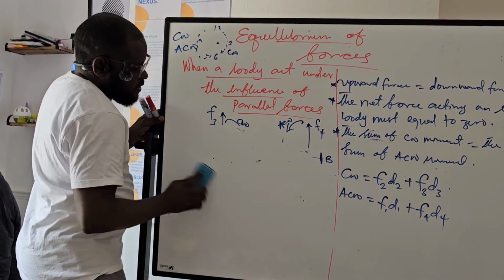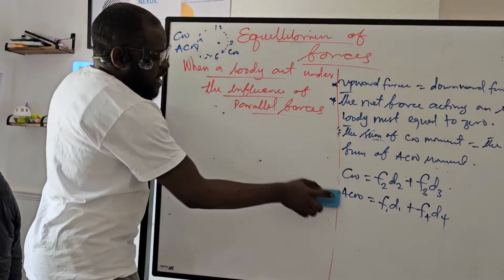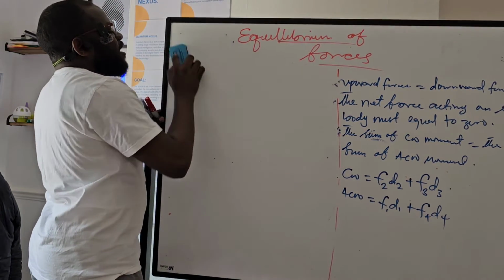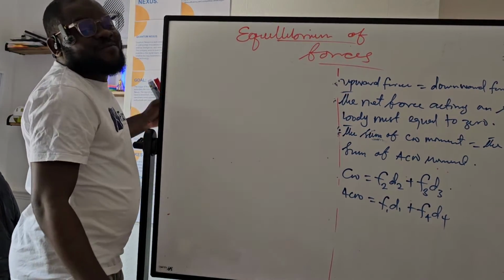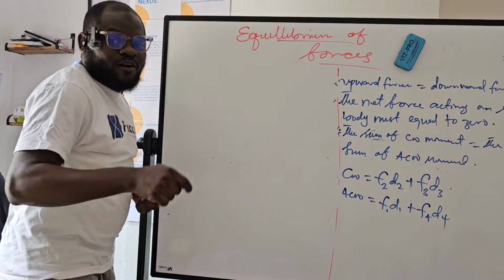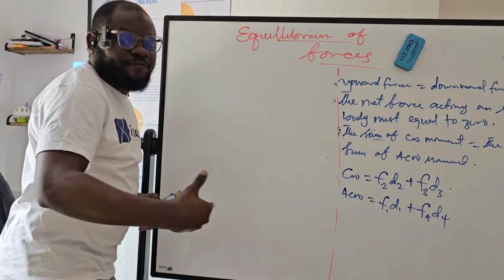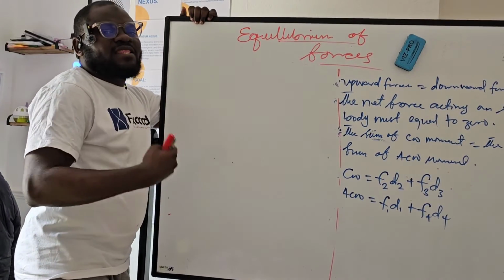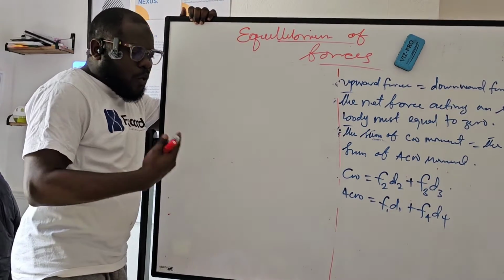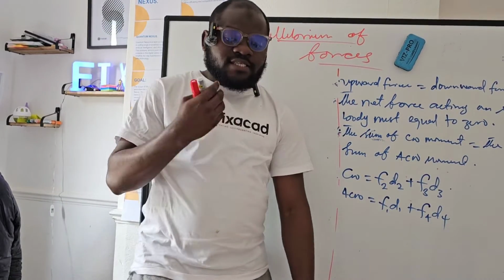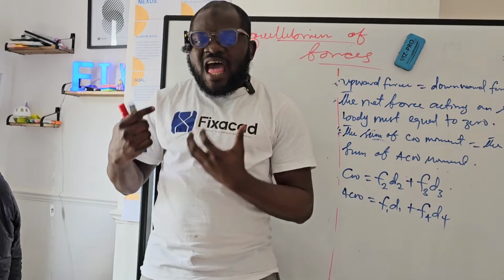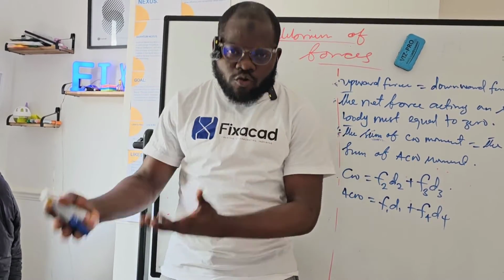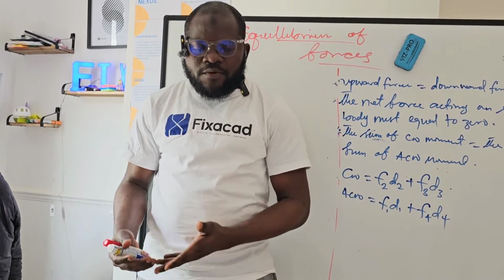Which one is that? That is the condition for equilibrium of a body acting under the influence of non-parallel forces. So when a body is acting under the influence of non-parallel forces, what does that mean? When I say a force is non-parallel, it means that when you draw the forces, there is the likelihood that they are going to touch each other. Do you understand where I'm coming from now?